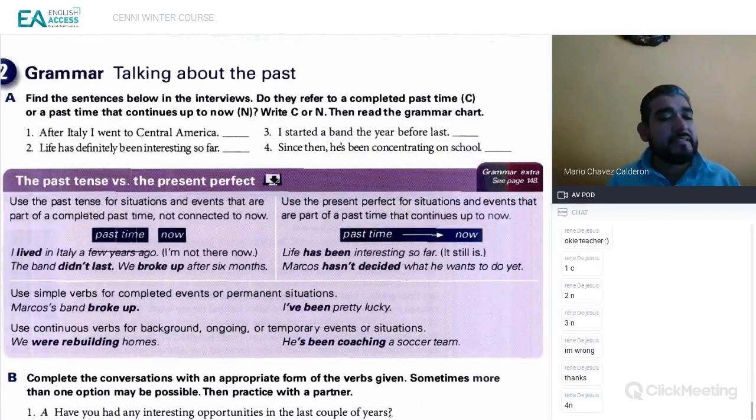It says, use the past tense for situations and events that are part of a completed past, not connected to now. For example, I lived in Italy. I'm not there now. The band didn't last. We broke up after 6 months. It's not continued now. Use the present perfect for situations and events that are part of the past time that continues up to now. For example, that has been interesting so far. It still is. Mark just hasn't decided what he wants to do. He still hasn't decided.